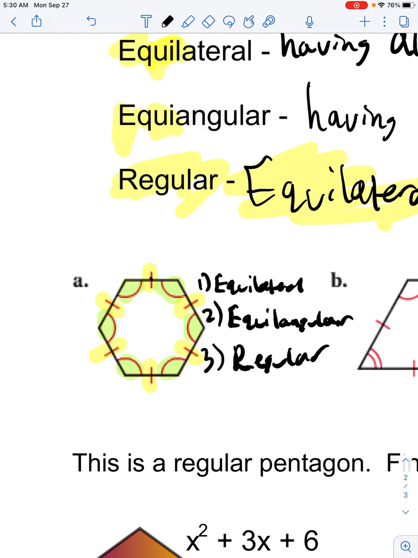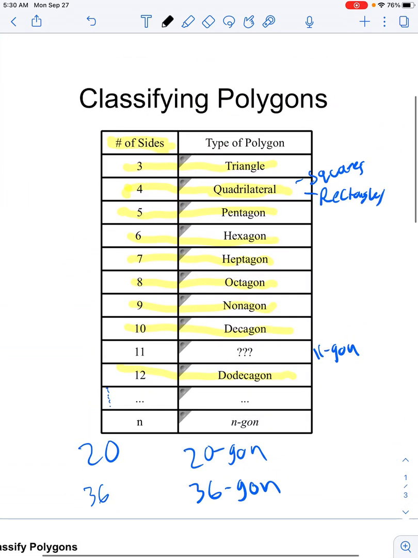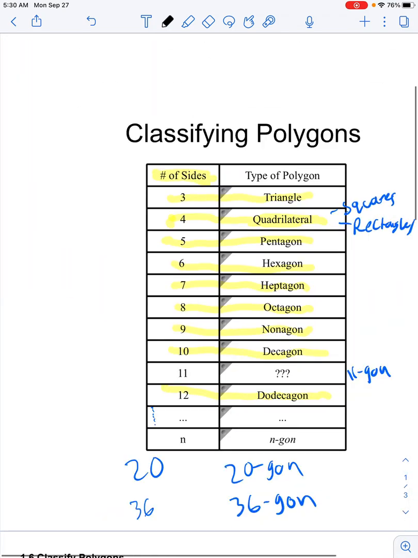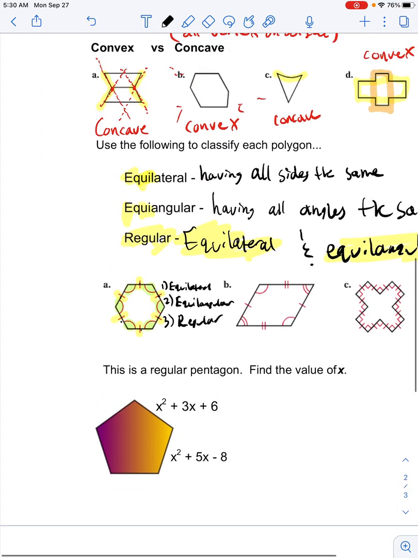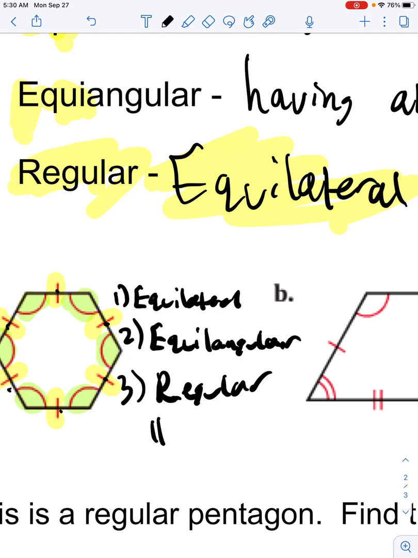So I'm going to call this, let's count the sides. 1, 2, 3, 4, 5, 6. If I checked my 6, I see that I have a hexagon. So I'm going to call this a regular hexagon.